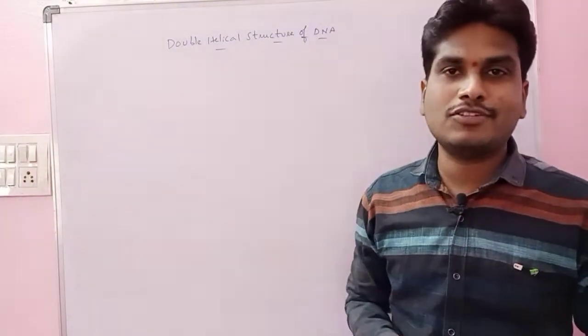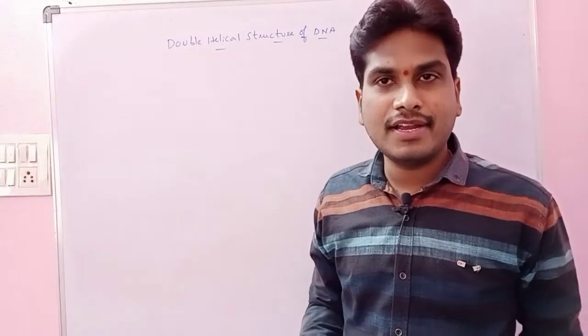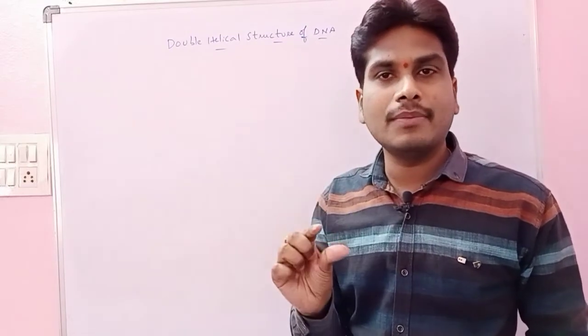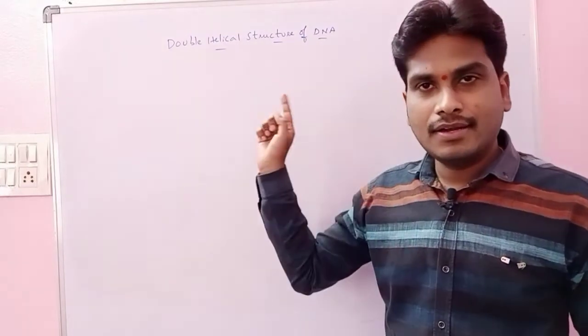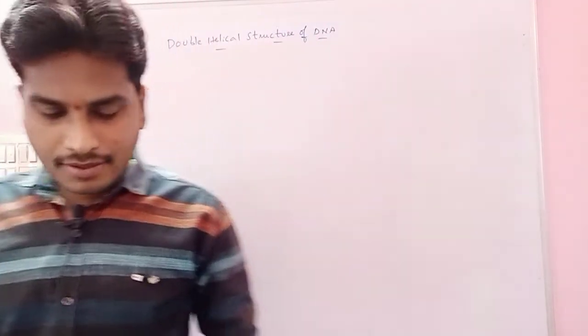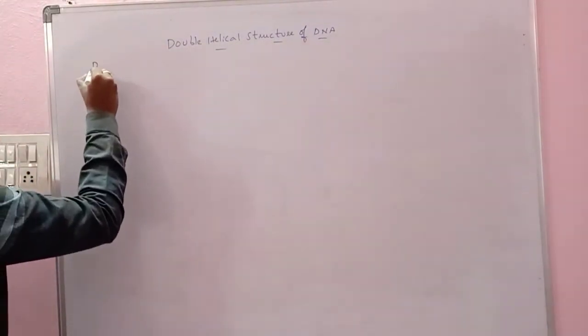Now we will discuss the double helical structure of DNA. That means the double helical structure of the nucleic acid. DNA is an example of a nucleic acid, and it shows the double helical structure. Hence we are taking the structure of DNA as an example of the double helical structure of nucleic acid. DNA stands for deoxyribose nucleic acid.